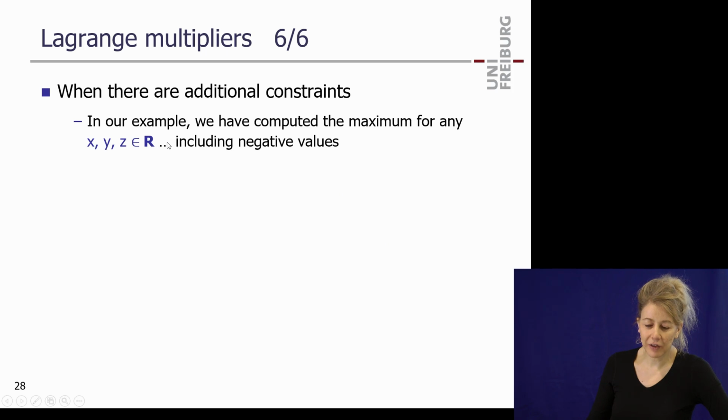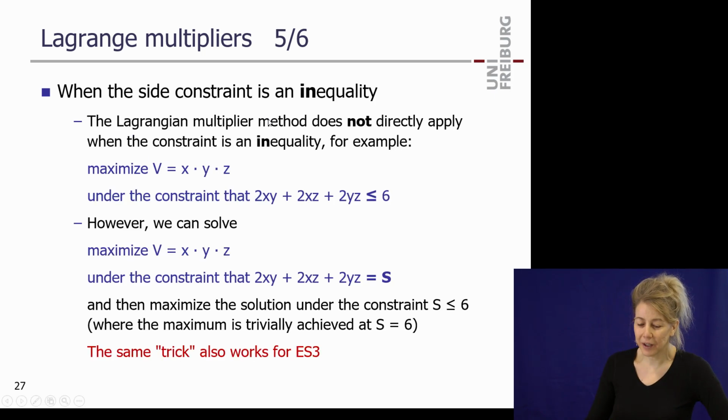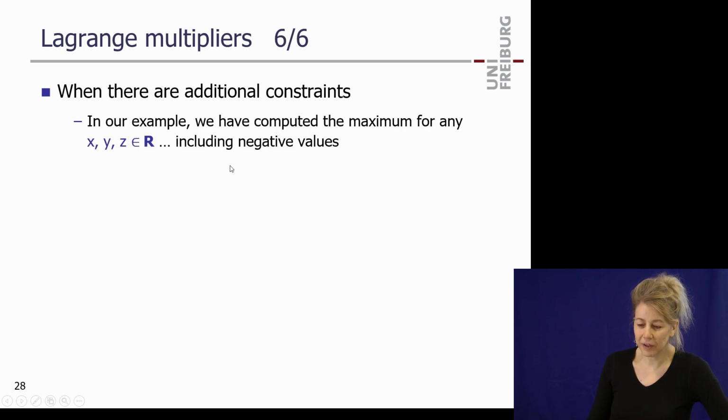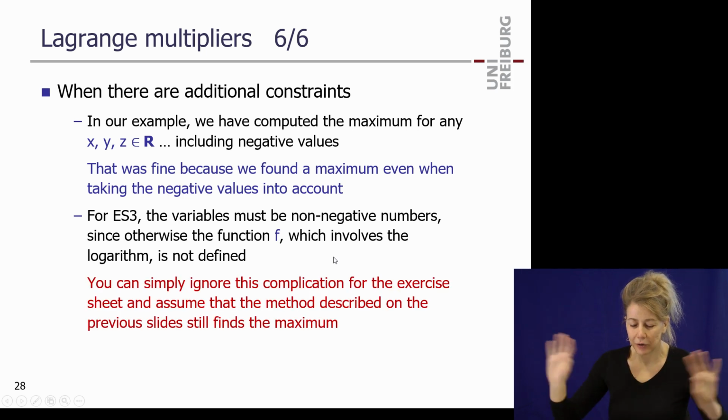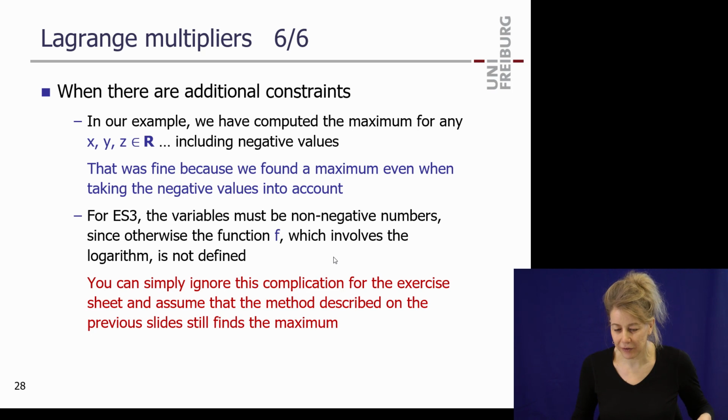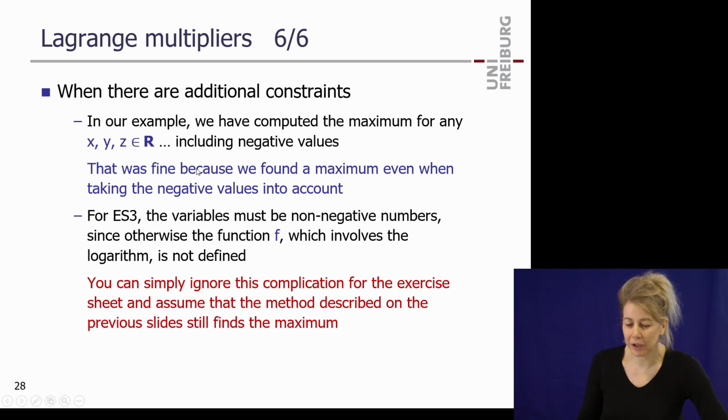In my definition, I assumed that all the numbers were from the real numbers. This also includes negative values in this case. So my edge length could have been negative. I can still compute this. It's not a volume then, but I can still compute it. But in this case, it didn't harm because the maximum occurred at positive values. For the exercise sheet, it's a little more complicated because your numbers must not be negative, because you have the logarithm of them, and you can just ignore that. You can still do Lagrange even though you're restricting your numbers to be non-negative.